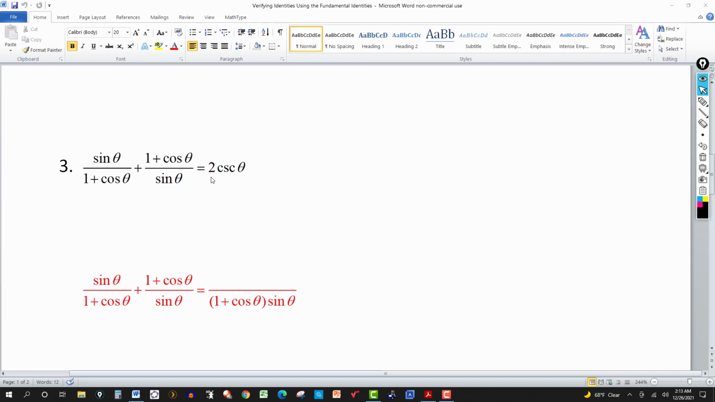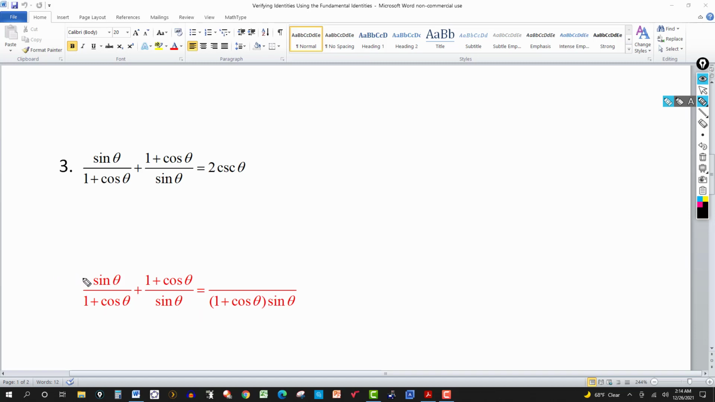Now remember, look ahead and know that cosecant of theta is 1 over sine. So 2 over sine is the same thing as 2 cosecant theta. So always be thinking ahead. Starting with the left side, what's my common denominator? This one has a denominator of 1 plus cosine theta. This one has a denominator of sine theta. Has to have the same denominator. I can't add the numerators unless the denominators are the same. So common denominator is 1 plus cosine theta times sine theta.